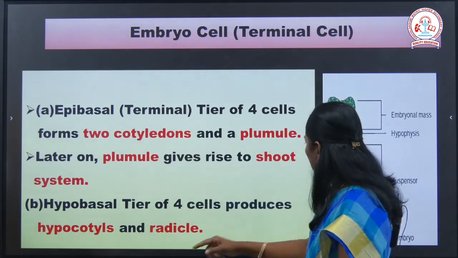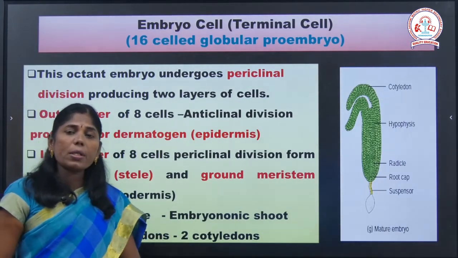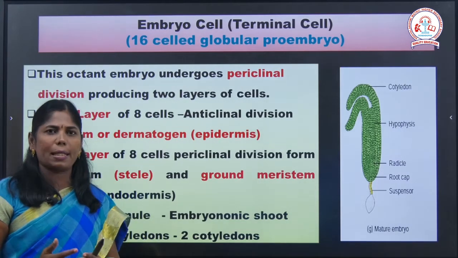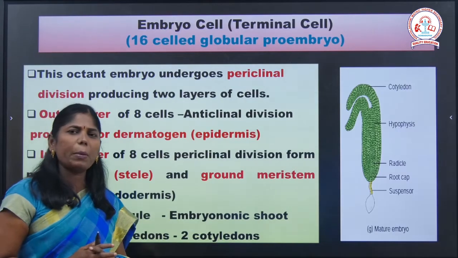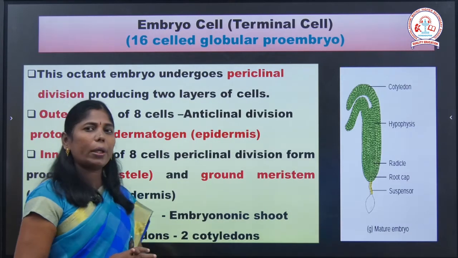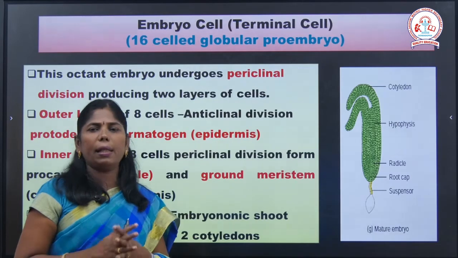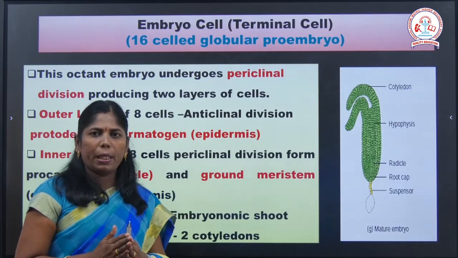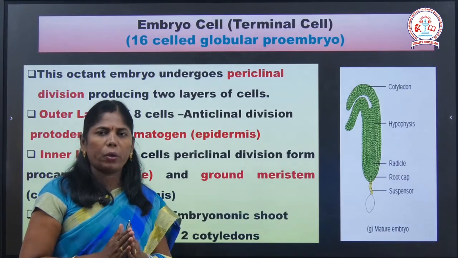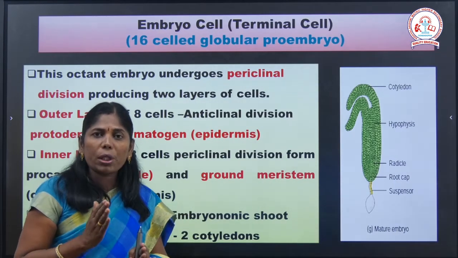Okay, then what about the 16-celled stage? The 8 cells undergo division again. The 8 cells undergo division to form 16 cells. So what type of division occurs? The name of the divisions is very important here. That is known as periclinal division. I already explained in the previous video. So what is the difference between anticlinal and periclinal divisions? Periclinal division means the cells divide parallel to the neighboring cells. Anticlinal division means the cells divide perpendicular to the neighboring cells.